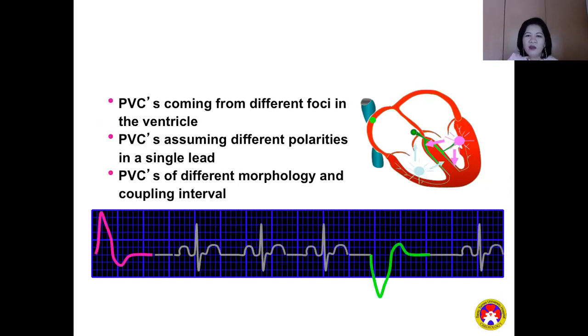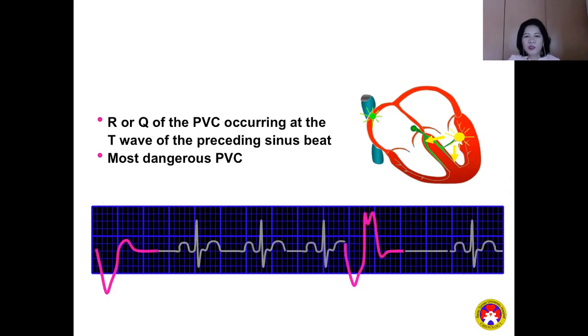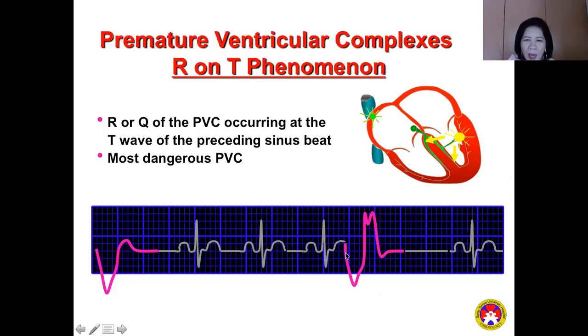And if you see on the same lead that one PVC is upright and another PVC is negative, then you know they came from different foci in the ventricles. So this is a multifocal PVC. Now, sometimes the PVC occurs on the T of the normal complex, or the sinus beat, and that is an R on T phenomenon.